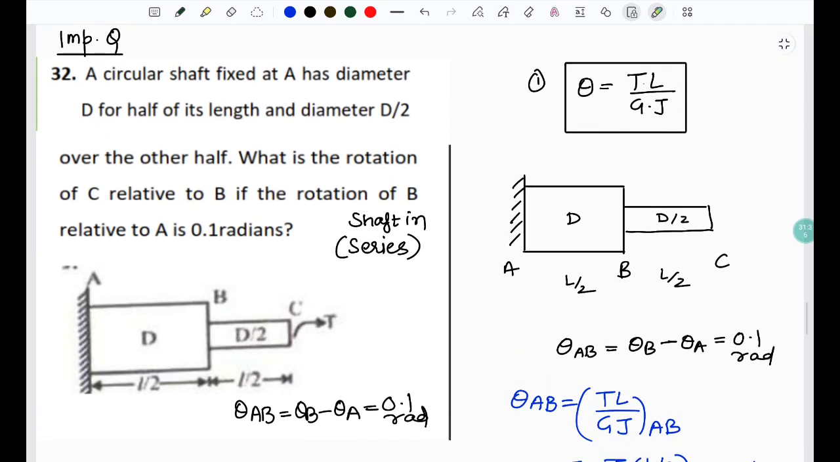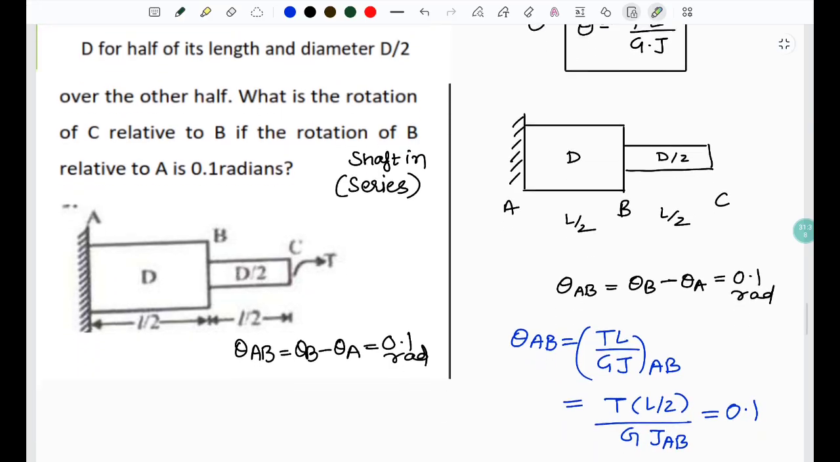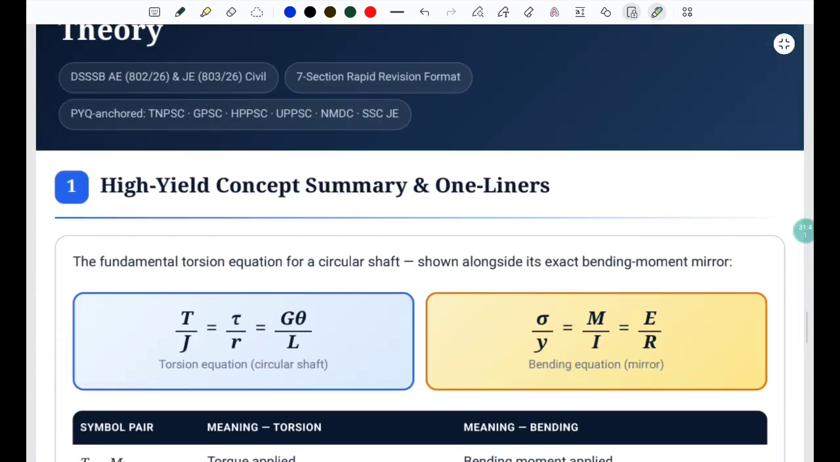This is the question which I have uploaded in the community. I have solved this question, so we don't need to discuss it here.